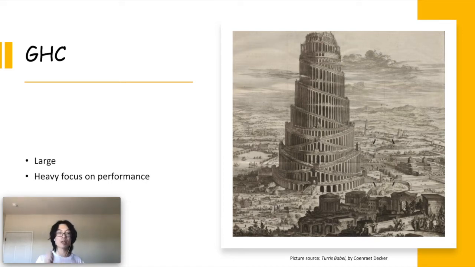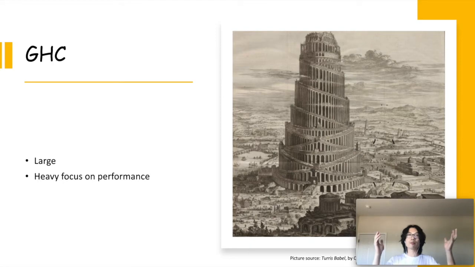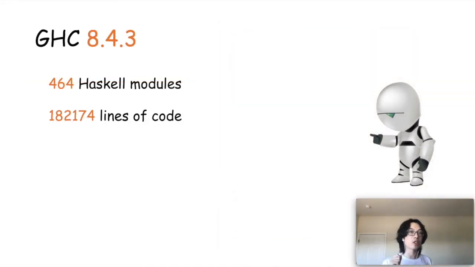And this is one thing that contrasts with many other verified programs, that it is not written with verification in mind. What does this mean for verification? Well, let's look at some numbers. Let's take GHC 8.4.3 as an example, which is the GHC we try to reason about. It contains 464 Haskell modules and over 182,000 lines of code. That does not include comment or blank lines, and that is a lot of Haskell code.